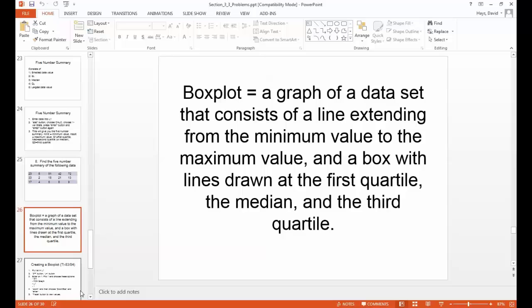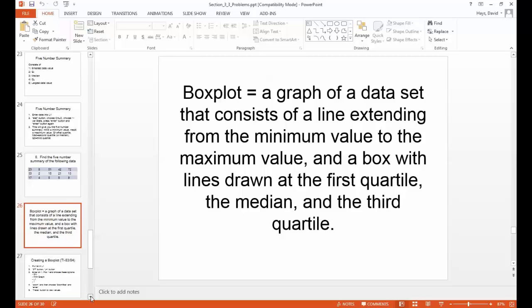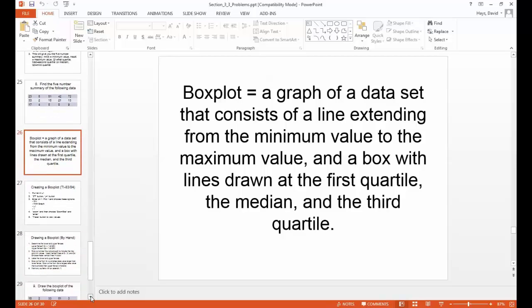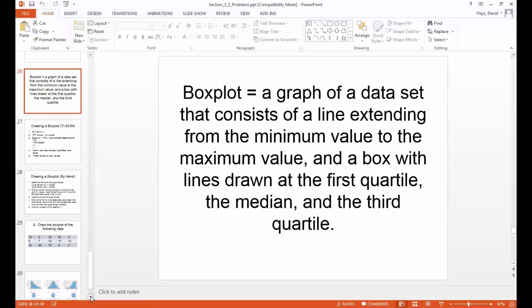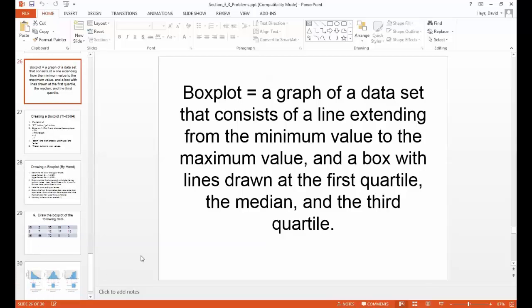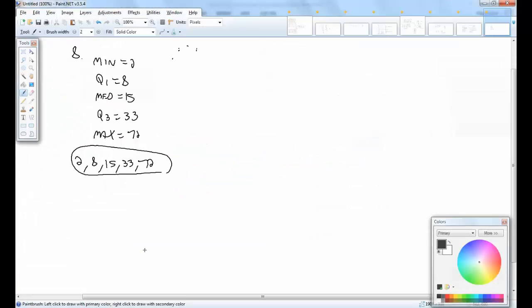Okay, now box plot. This is a graph of a data set that consists of a line extending from the minimum value to the maximum value, and a box with lines drawn at the first quartile, the median, and third quartile. Now I'm going to show how to do it with a TI-83, TI-84, but first let me show the example we just found by hand. They're not difficult by hand, even easier in a calculator.